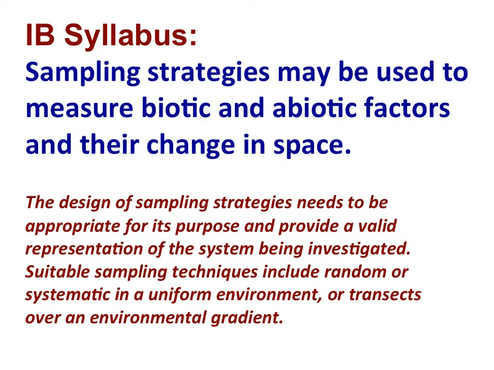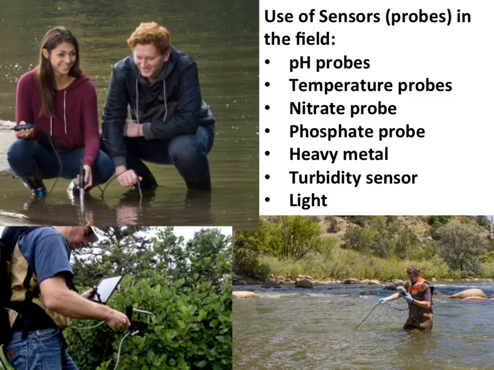Let's move to the next IB syllabus statement. Sampling strategies may be used to measure biotic or abiotic factors and their change across space. The design of sampling strategies needs to be appropriate for its purpose and provide a valid representation of the system being investigated. Suitable sampling techniques include random or systematic techniques in a uniform environment or transects over an environmental gradient. Most abiotic variables, non-living variables, are measured using probes.